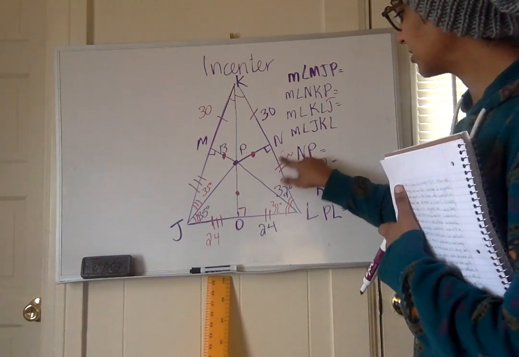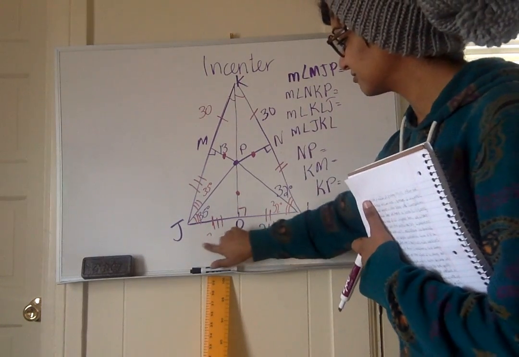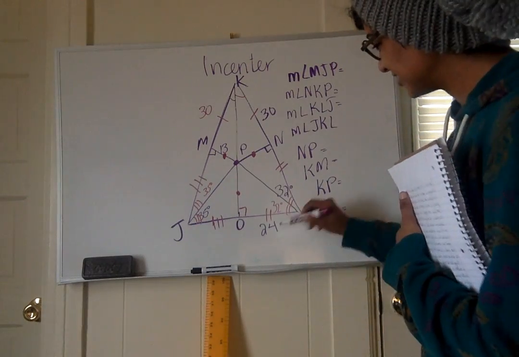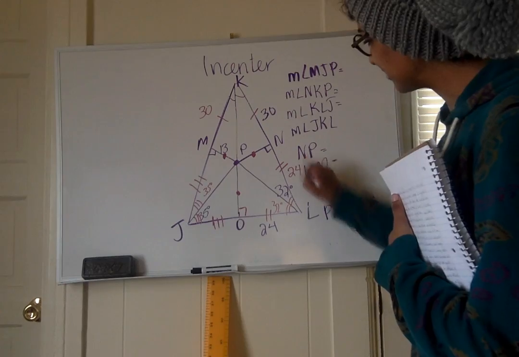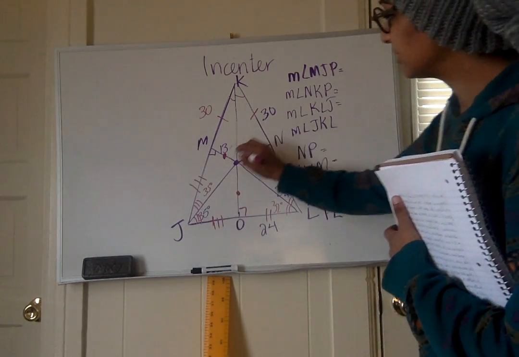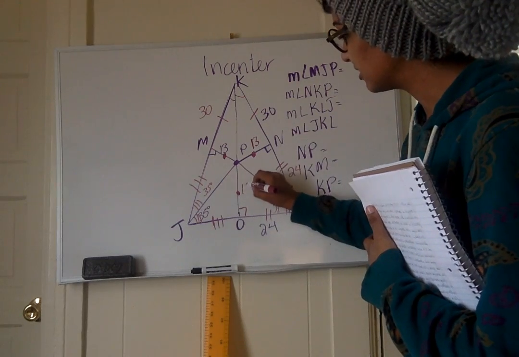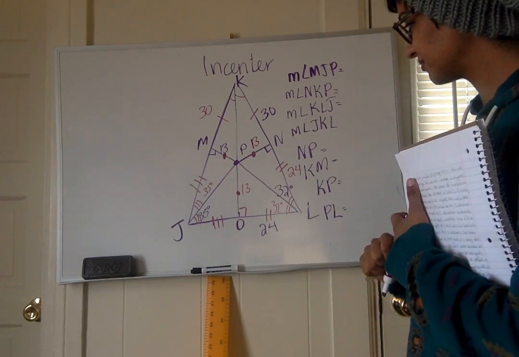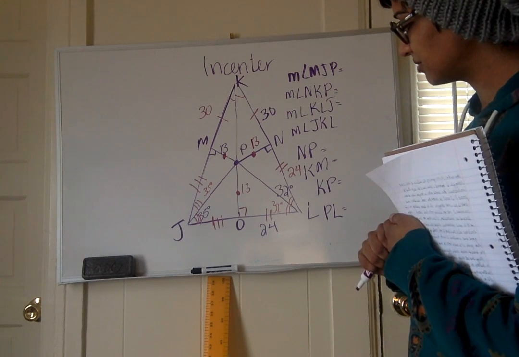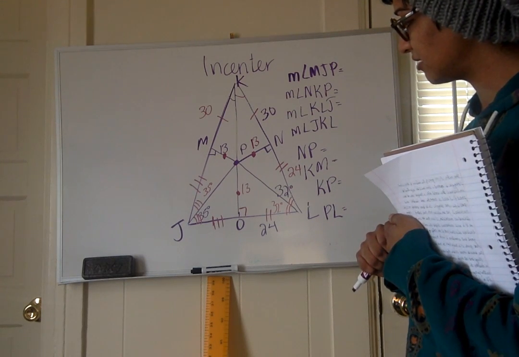Oh, no. Nope. That's wrong. I was wrong. I was doing circumcenter. 24 goes up here. 24 right there. And we don't have this side right now. This is 13, so this will be 13, and this will also be 13. Okay. Let's see. I think we're okay for now.